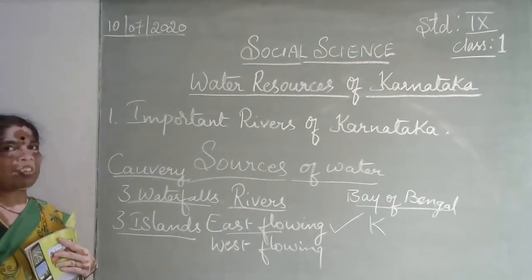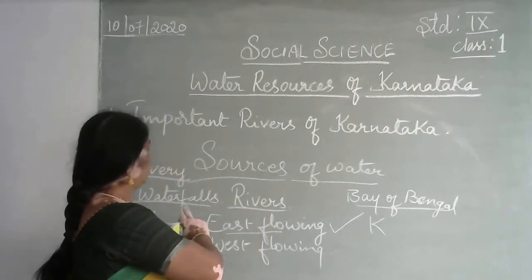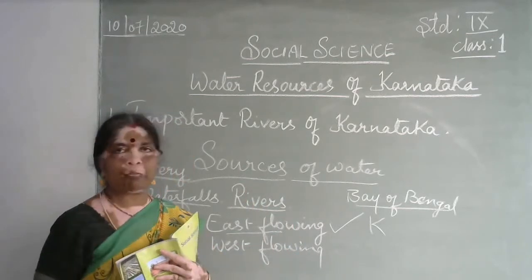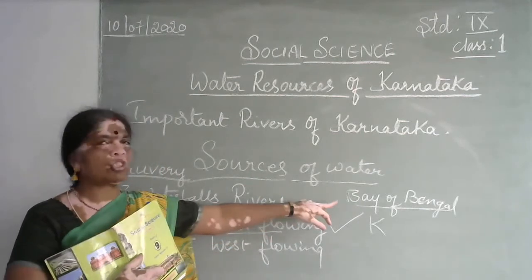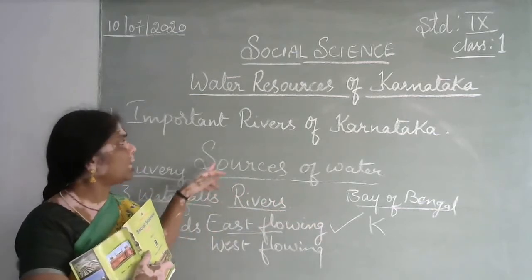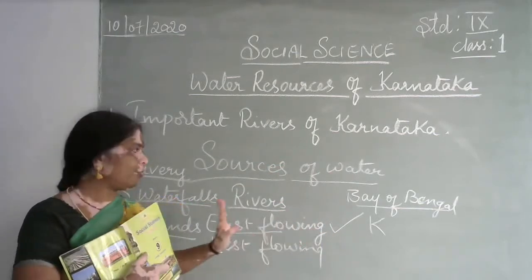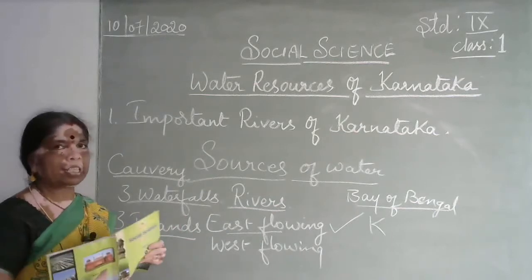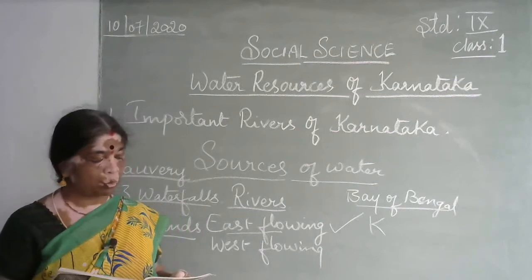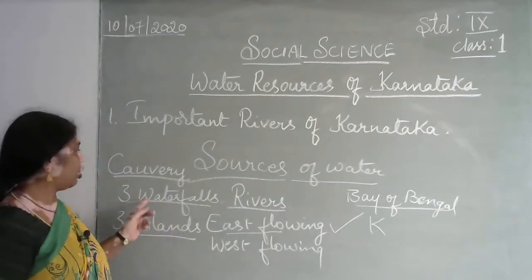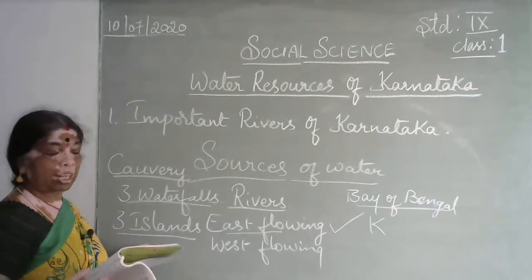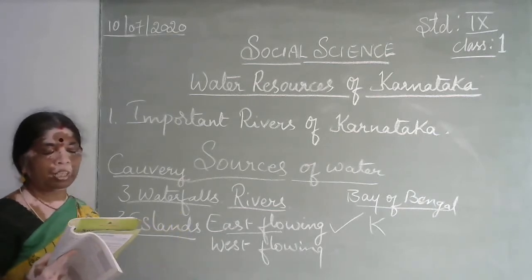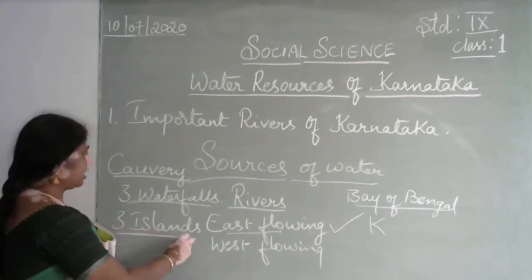Okay, did you understand about river Kaveri? Kaveri River is an east flowing river and it joins the Bay of Bengal. All the east flowing rivers flow through Karnataka and then join the Bay of Bengal. Kaveri River has three waterfalls and three islands. The three waterfalls are Chunchinkatte, Shivanasamudra and Pogalekal. The three islands are Srirangapatna, Shivanasamudra and Sriranga.